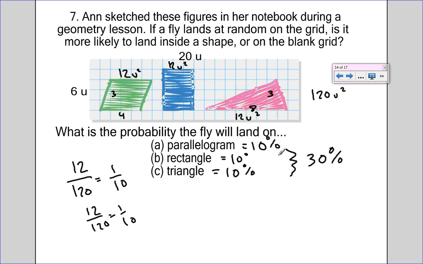What's the probability that it won't land on one of those shapes, but on just the grid? Well, 100 minus 30 is 70%. So it's more likely to land on the blank grid than it is to land on the shape.